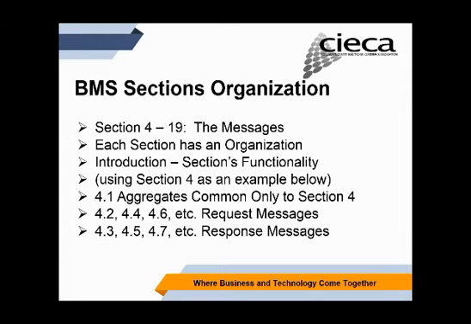Each message in these sections 4 through 19 has numbered subsections. The first subsection contains the aggregates and elements used by more than one message in that section and not used by any other messages outside the section. Following that are the messages themselves. These subsections begin with a request message with even numbered subtabs and are followed by response messages within odd numbered subtabs.